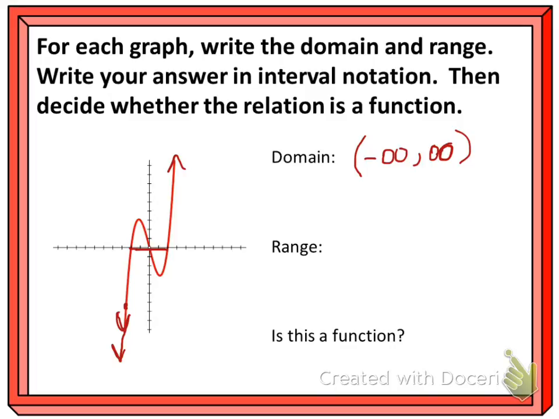Okay, for the range, again, we're going all the way down and all the way up, picturing that the graph has arrows and it keeps going. So from bottom to top, it's again all real numbers from -infinity all the way up to +infinity.